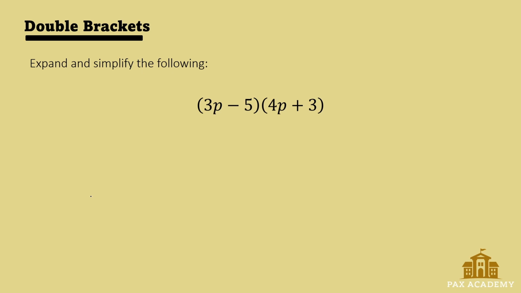With double brackets, the first thing to understand is that we have two brackets. And what we're going to have to do is multiply all the terms from the first bracket, in this case in red, by all the terms inside the second bracket, the one in blue. Okay?